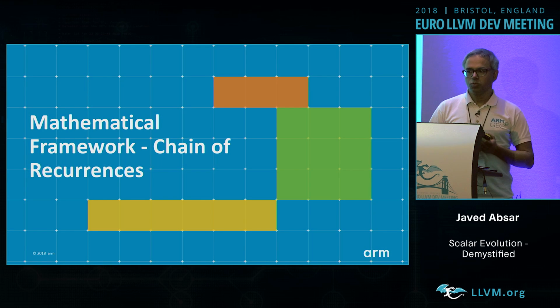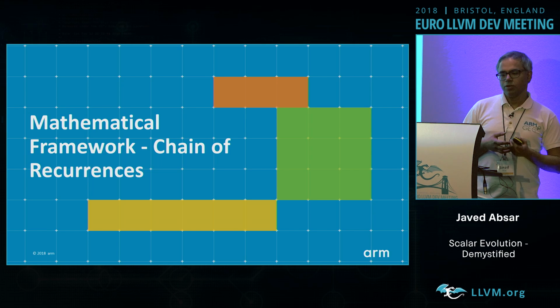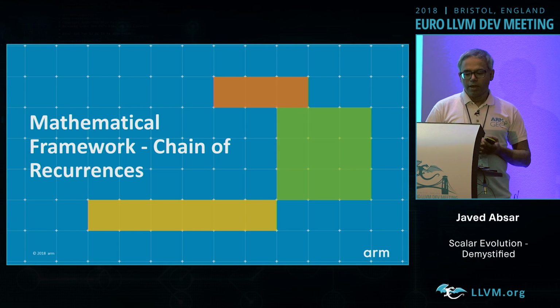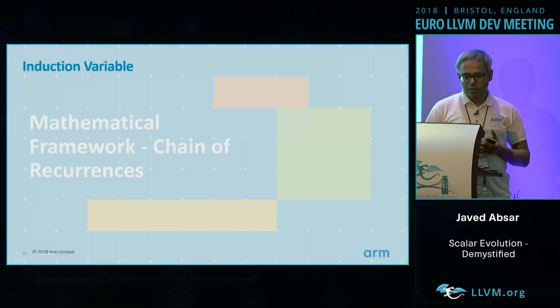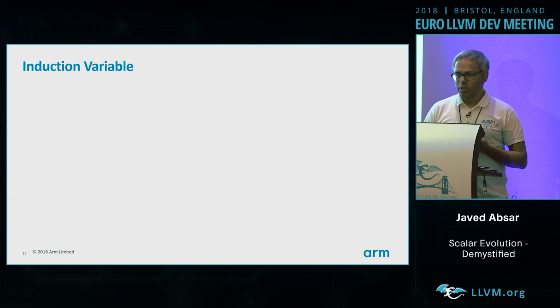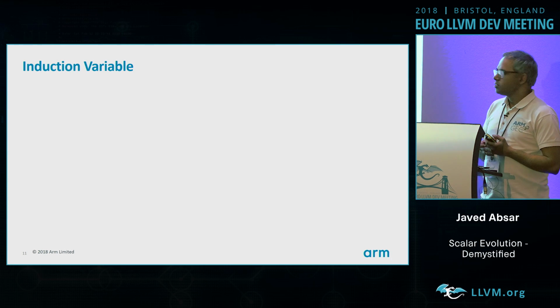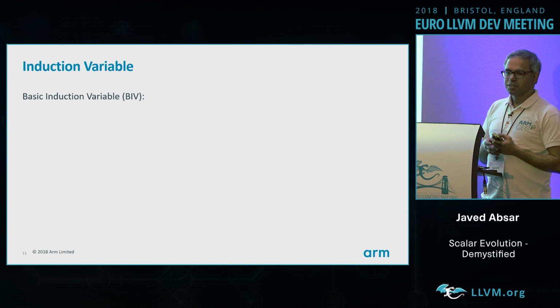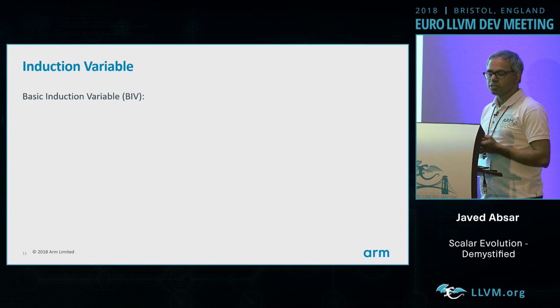Now to answer those questions, what it can do, what it cannot do, we really need to look at the mathematical framework, and it's called chain of recurrences. We'll start with something that we are already very familiar with, which is the induction variable. And start with something more basic, the basic induction variable.